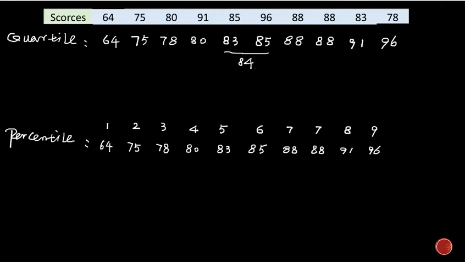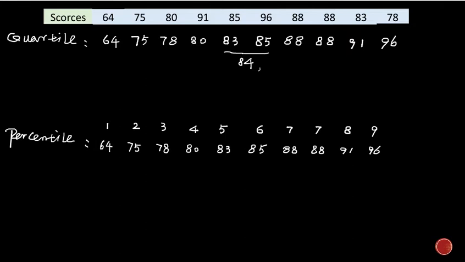The value 84 is the second quartile of this data set. It is a boundary. This is the boundary that divides the data set into 2 parts. Half of the data fall below this boundary, and the other half of the data fall above this boundary.